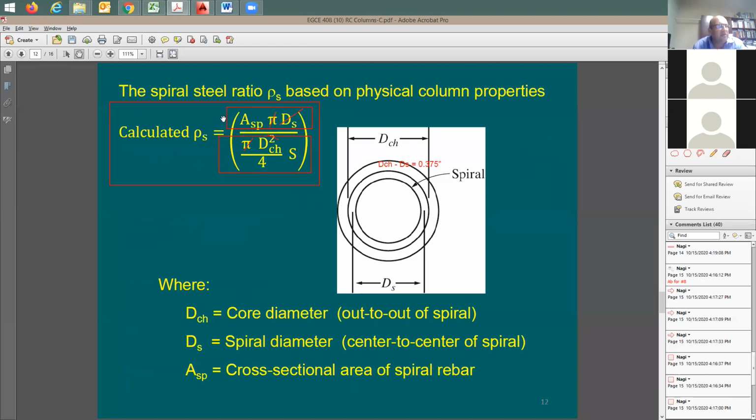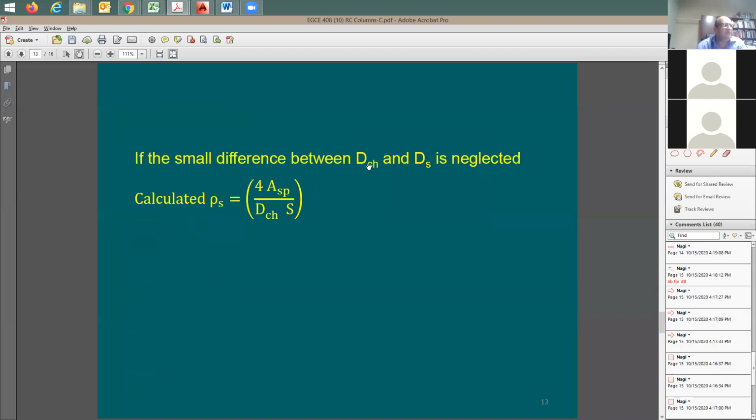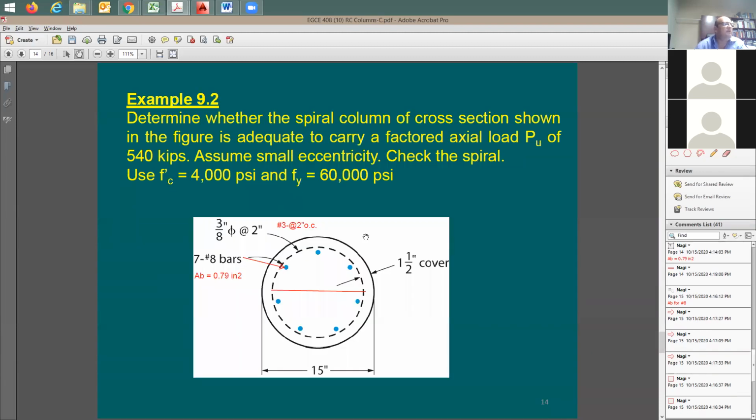If you waste your time and try to use this, you may make a mistake in the middle. Usually when you have a bunch of numbers and you add more numbers to it, it's most likely to cause a calculation error. You don't want to do this. Just stay with the simple form. This is the simple form that you want to use. Okay, good.